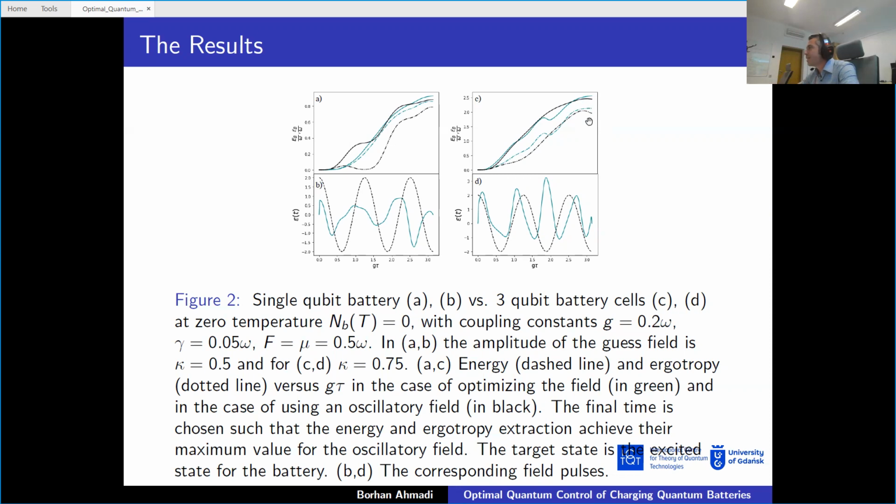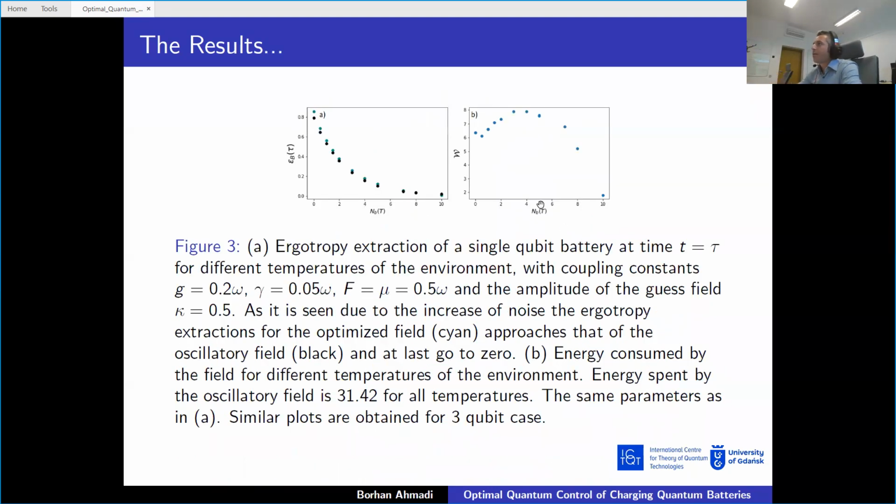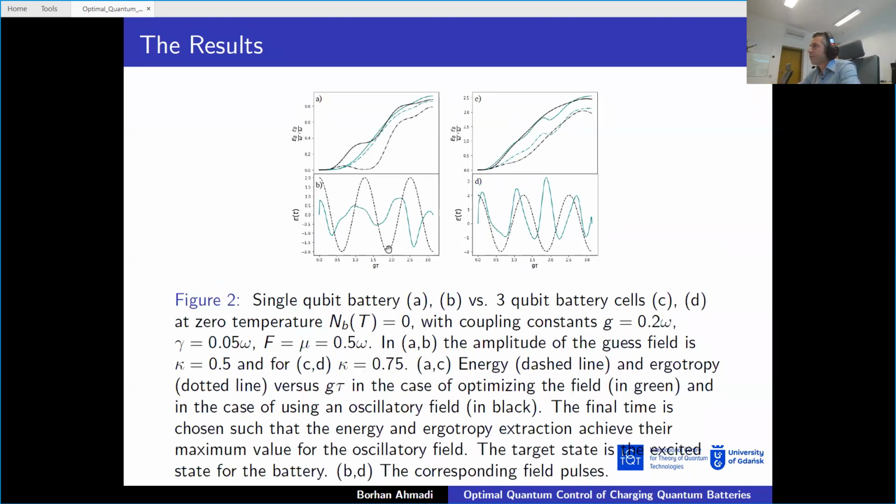But as we increase the number of qubits in the battery, still for 3 qubits, there is more energy and ergotropy in the battery, but they approach each other. As you see, the shapes of the pulses approach each other. This was for when the environment was in the vacuum state.